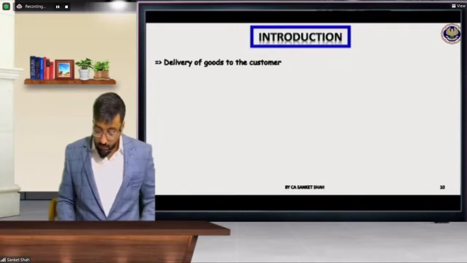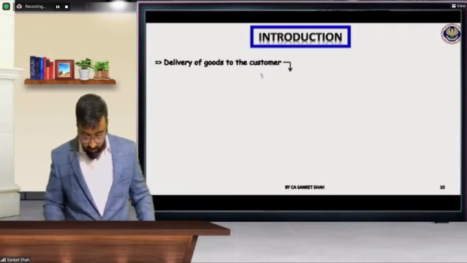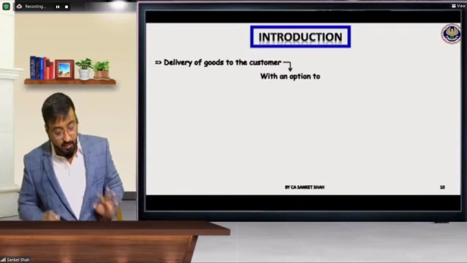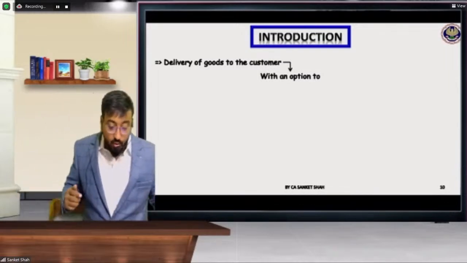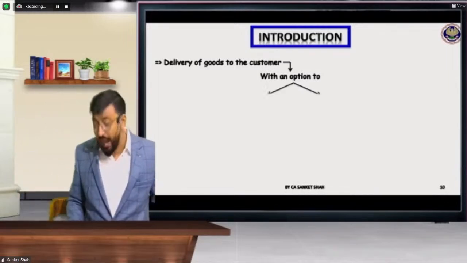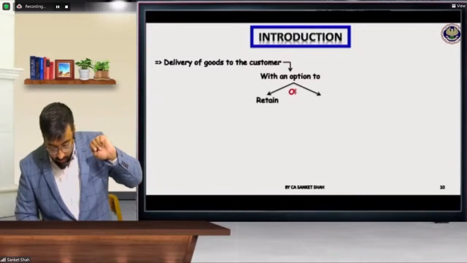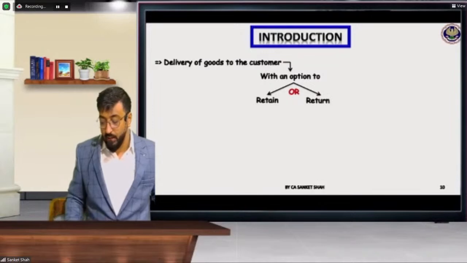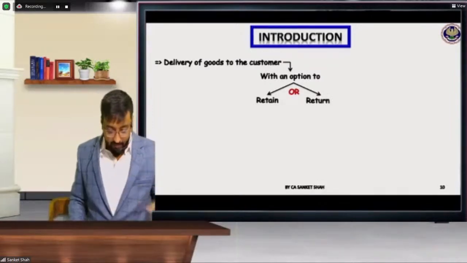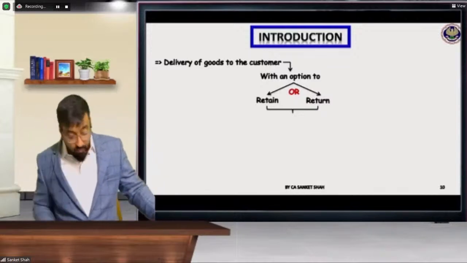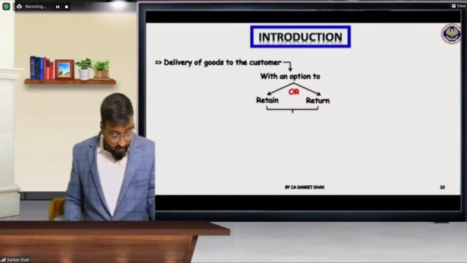सर, डिलीवरी ऑफ द गुड्स टू द कस्टमर with an option. Now what is the SOGA Act says? Delivery of the goods to the customer with an option, either to retain goods or to approve goods. So beta, retain or return with specified time, sir. Up to 31st March, 3 months I have given. Yes. So 3 months दिए थे हमने.